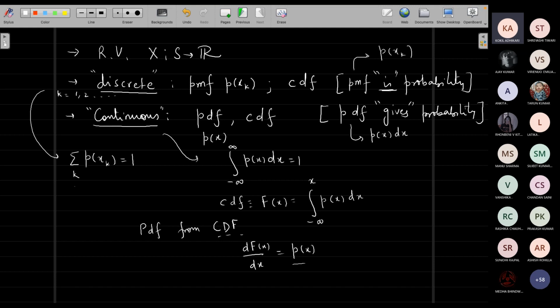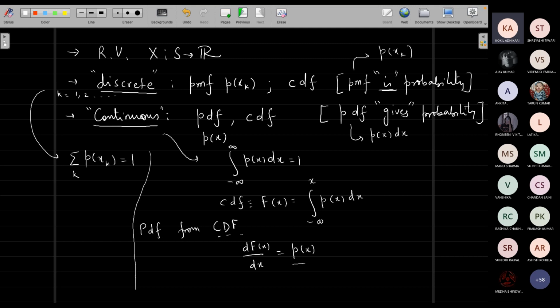What about the discrete case? If I want to get the PMF from the CDF, this happens in the continuous case. What happens in the discrete case? So what should we do? How to get it? We just subtract the previous value of the CDF from the current one. Absolutely right.